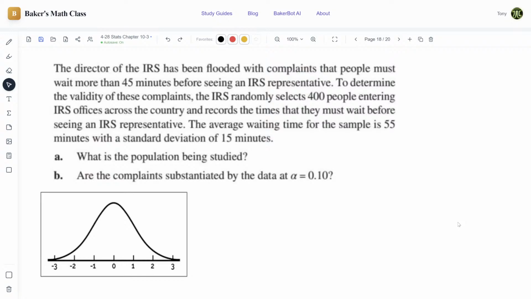I should change the beginning of this problem to any governmental agency or any customer service department has been flooded with complaints. People must wait more than 45 minutes before seeing an IRS representative. To determine the validity of these complaints, the IRS randomly selects 400 people entering the offices and records the times they must wait before seeing an IRS representative. The average wait time for the sample is 55 minutes with a standard deviation of 15 minutes.